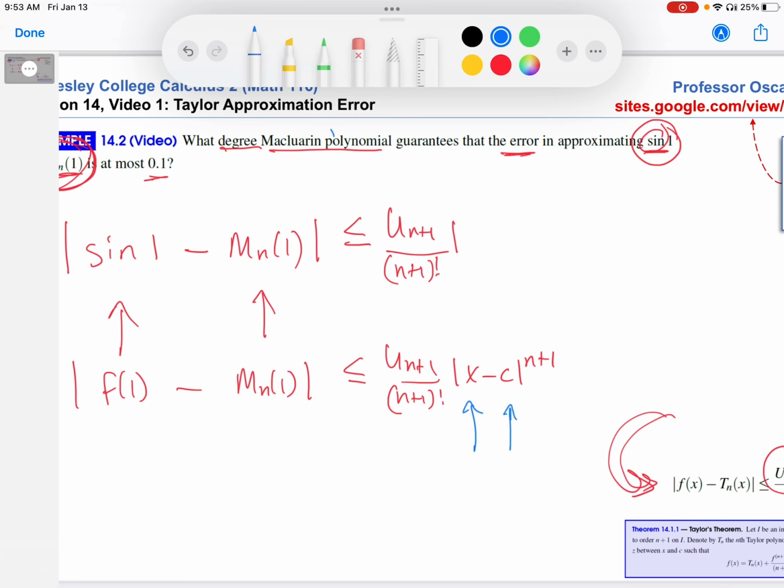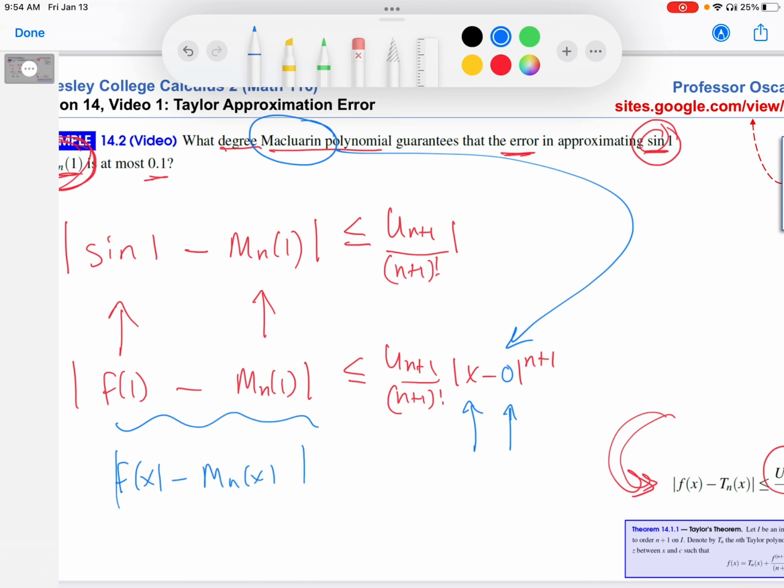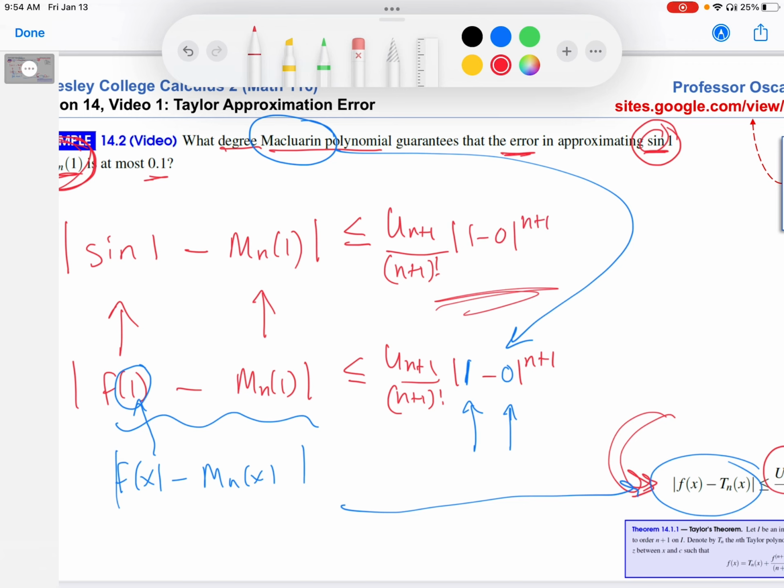How do we know that? First of all, Maclaurin. Remember, a Maclaurin polynomial tells you that c equals 0. So we know that c is 0. And then x. What is x, right? This over here would have been f of x minus M_n of x, just as it was over here. x here in this problem is 1. So I'm going to go over here to the right, and I'm going to put in a 1 right there. So the thing that goes up here is 1 minus 0 to the n plus 1.